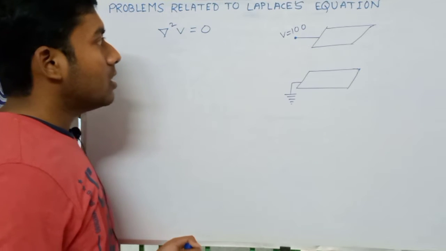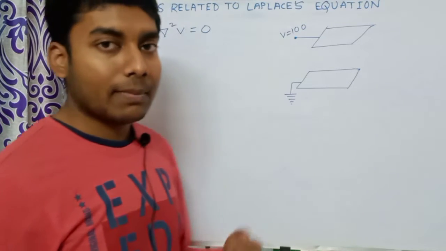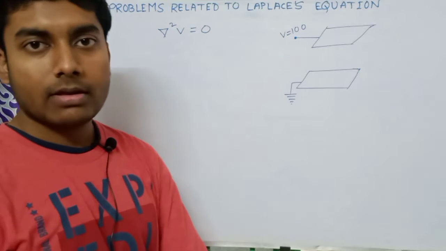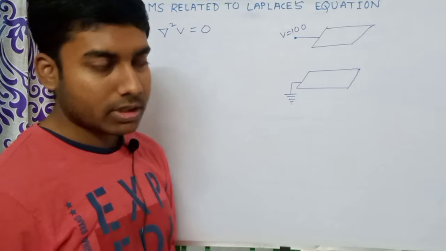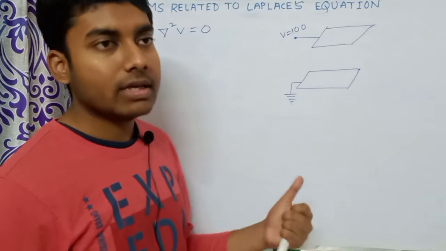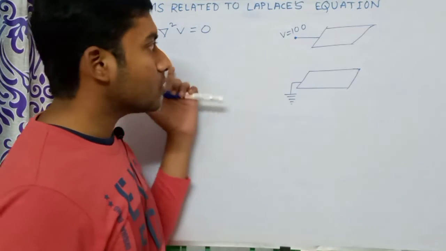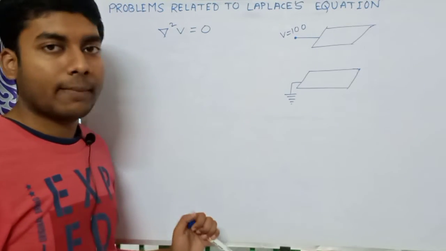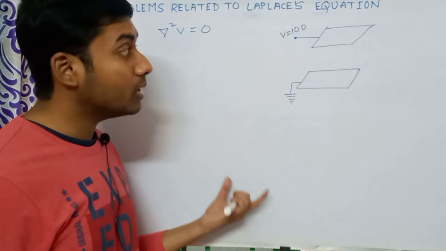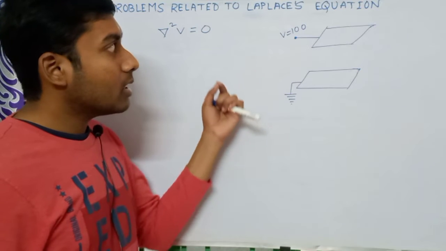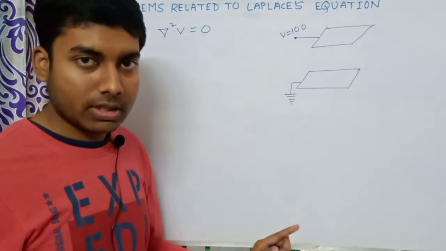Now, you know that there are different expressions of the Laplacian, that is del square, right? Del square, the Laplacian operator, in spherical polar coordinate, in cylindrical coordinate, and in Cartesian coordinate system. For different coordinate systems, the forms of the solutions will be different. In this video, I will solve a problem that will help you to understand the solution of Laplace's equation in 1D in Cartesian coordinate system.